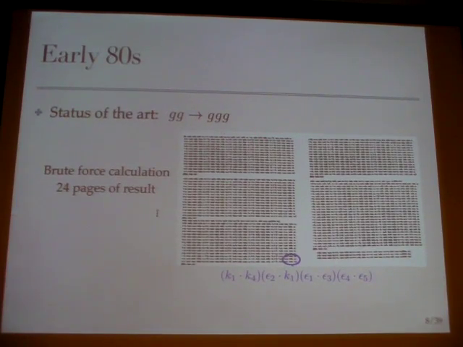3 gluons in the initial state and 3 gluons in the final state at the leading order, so tree-level amplitudes. And the straightforward calculation using Feynman diagrams gives us 24 pages of algebra like that. So this is just a straight expansion of the result.